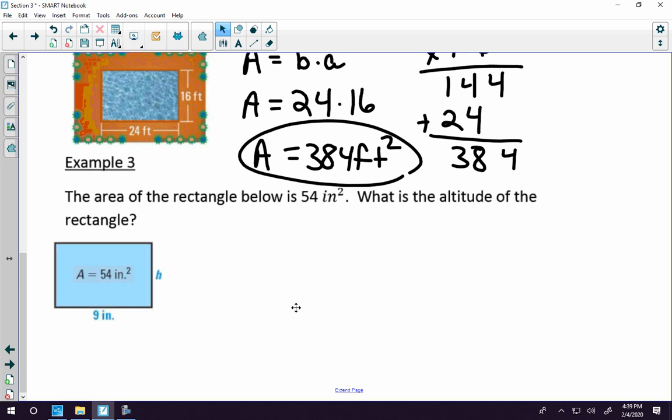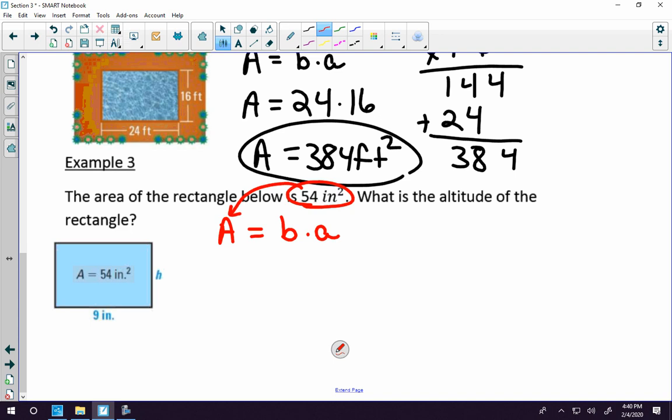Okay. Now in example 3, it says the area of the rectangle below is 54 square inches. Notice that we're given the area. It says what is the altitude of the rectangle. So we know the area and we know the base length, and they're looking for the altitude dimension. Again, it's a rectangle, so we're going to go area equals base times altitude.